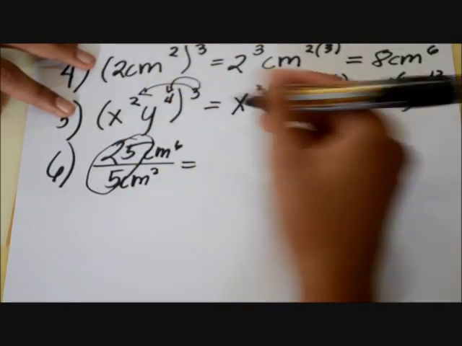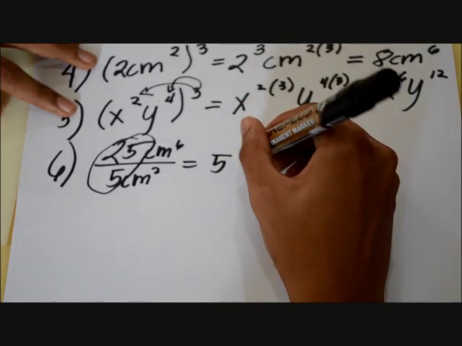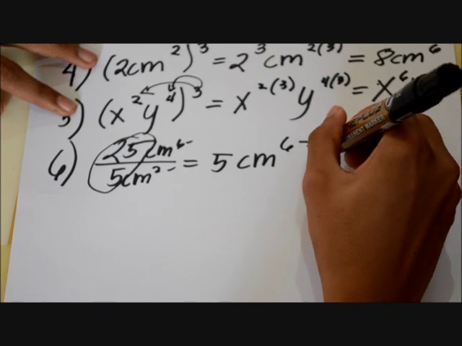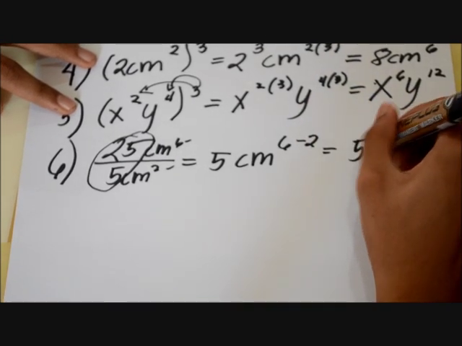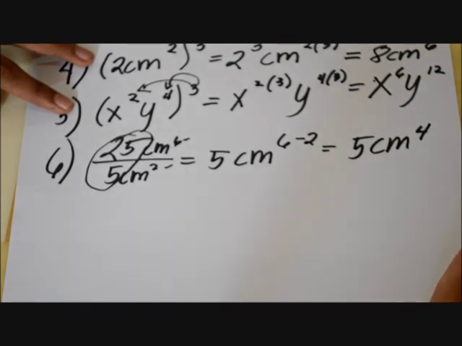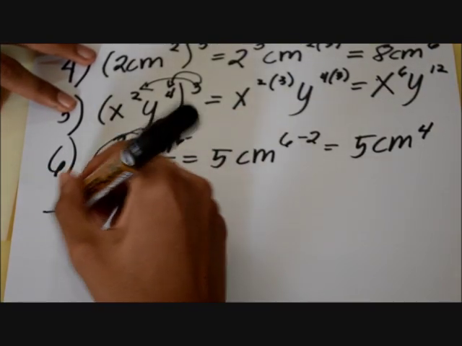Number 6. Given 25 cm raised to the power of 6 over 5 cm raised to the power of 2. We are first to divide the constants because the operation is division. Then subtract the exponents since they have the same base. That would give us the final quotient of 5 cm raised to the power of 4.